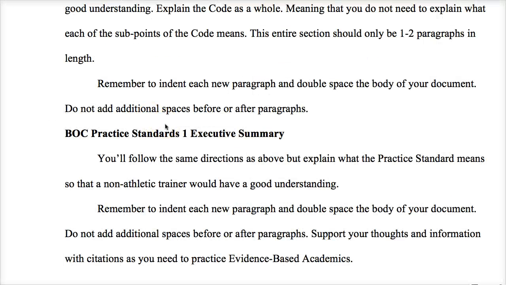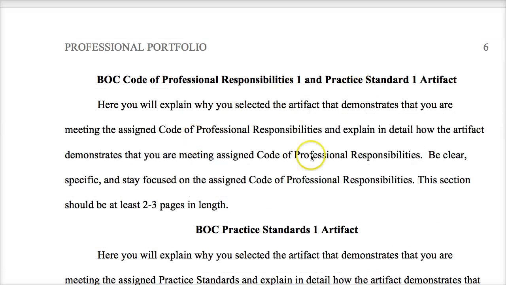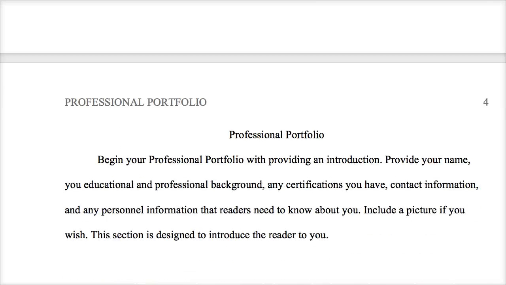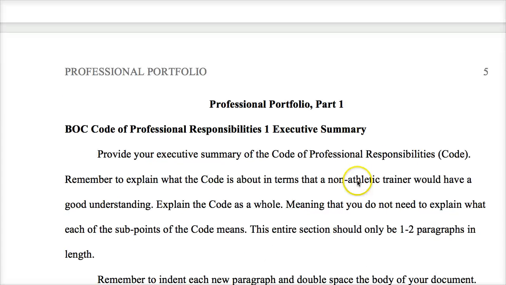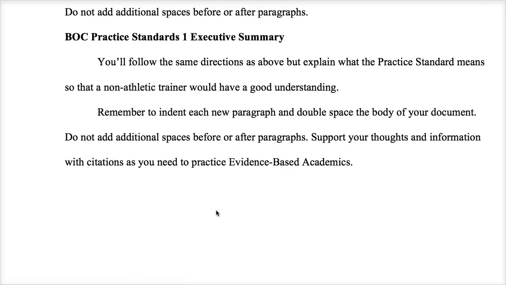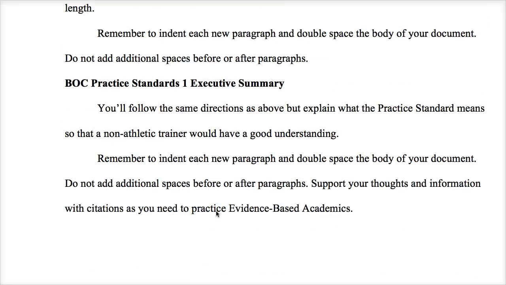Okay, so that's what you're writing in our first week for our professional portfolio. You're going to eliminate all the extra material that I have provided in the template. You're going to turn in only your introduction and your executive summary for Code 1 and Standard 1. And then what I'll do is give you feedback in the beginning of week 2. Then you'll write another rough draft on the artifacts, which you're not doing until week 2. If you need help, please ask. I'm here to help. Look at the examples that I provided, because that will help you too.